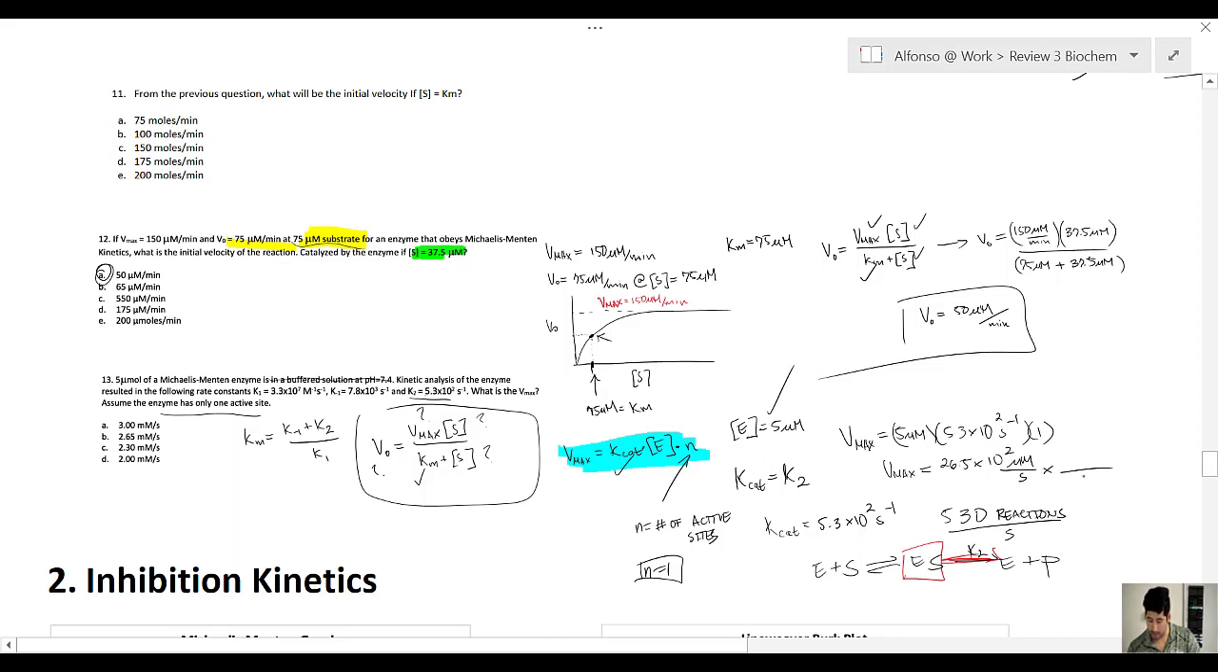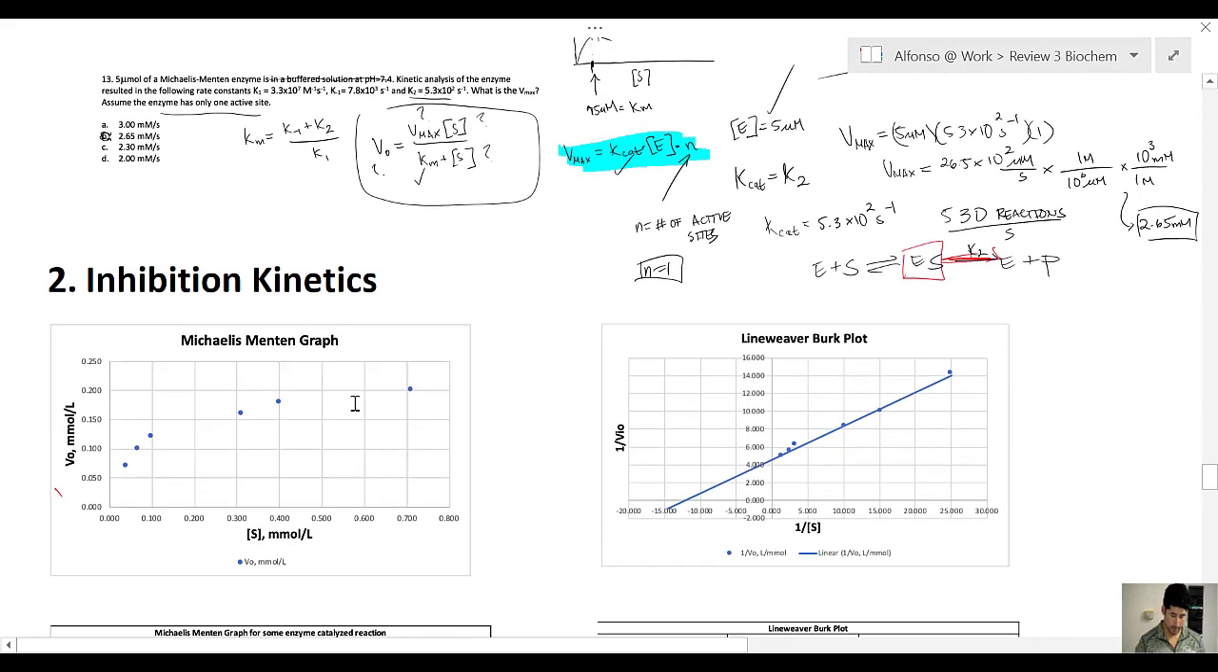26.5 times 10 to the second micromolar per second. And so we have to convert this to millimolar. To do that, we do 10 to the 6th micromolar is equal to 1 molar, and 1 molar is equal to 10 to the 3rd millimolar. If we do that, we get 2.65 millimolar, and that is our final answer. So the answer is B.